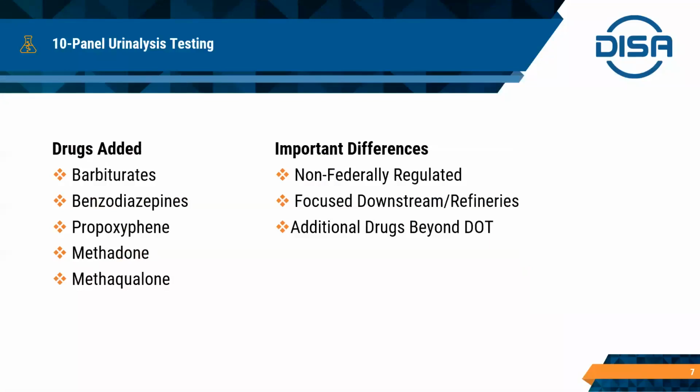So again, 5 additional drugs were added. These were predominantly pharmaceutical-based drugs, which can be both legally and legitimately used as well as illicitly abused. Some key differences: this is not federally regulated. So this falls outside of DOT testing, as evidenced by the additional drugs beyond the 5-panel. And originally in '92, this was focused on downstream facilities, refineries, petrochemical sites, as an example.